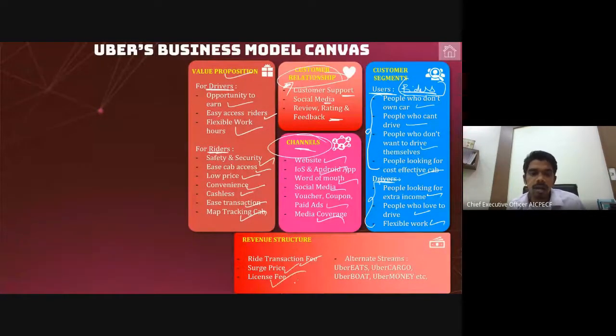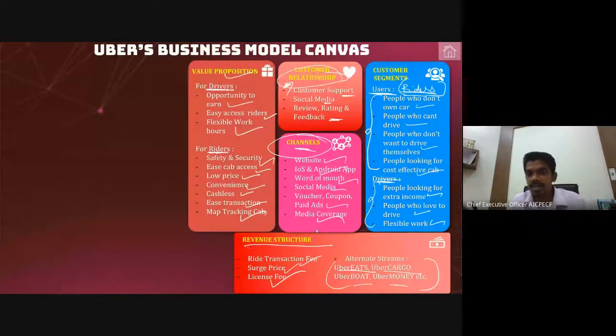License fee, right? Licensing of Uber or Ola taxis to a driver. And he was also using alternate streams: Uber Eats, Uber Cargo, Uber Boats, Uber Money like Google Pay. These are all not launched in India right now, but these are all his alternative revenue stream. பார்த்தீங்கன்னா he is mapping it right now BMCல. இதெல்லாம் நான் பண்ணணும், இது மூலமா நான் ரெவென்யூ கொண்டு வருவேன்றதை மேப் பண்றாரு இனிஷியலா.